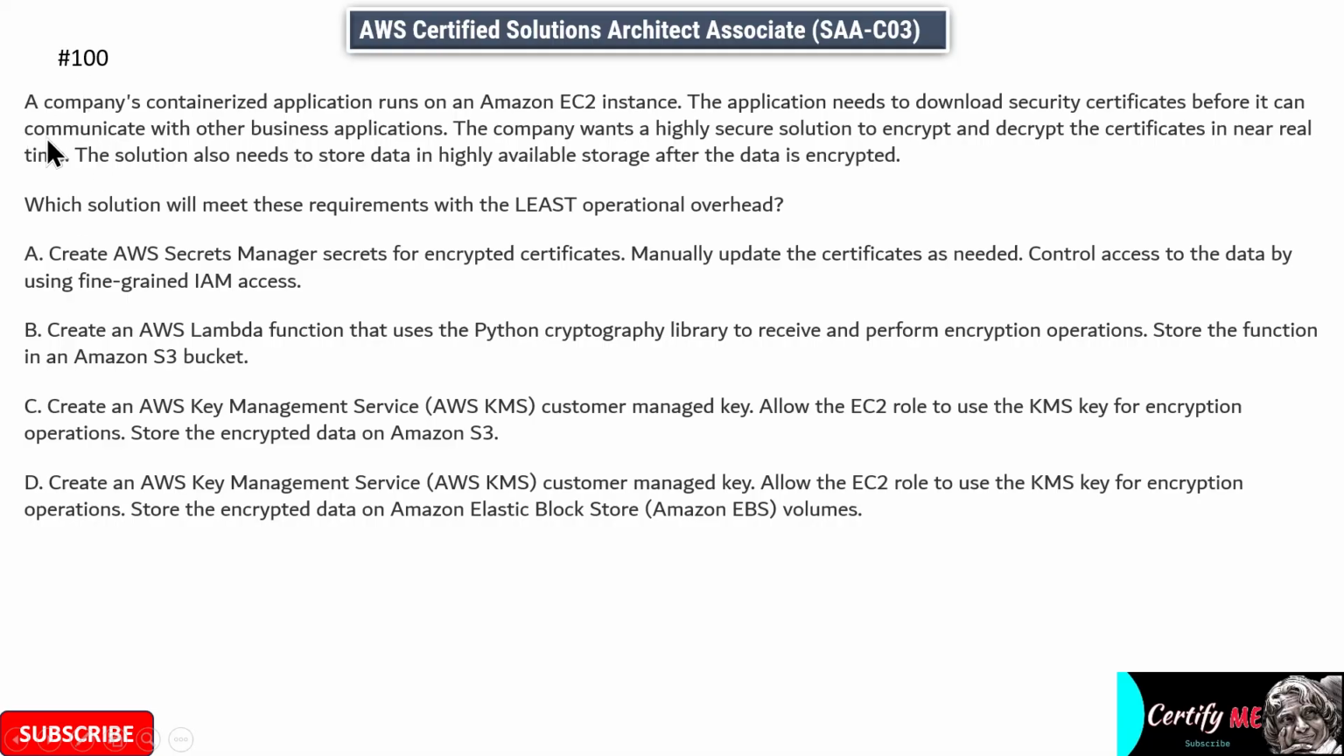Question number 100. A company's containerized application runs on an Amazon EC2 instance. The application needs to download security certificates before it can communicate with other business applications. The company wants a highly secure solution to encrypt and decrypt the certificates in near real time. The solution also needs to store data in highly available storage after the data is encrypted. Which solution will meet these requirements with the least operational overhead?